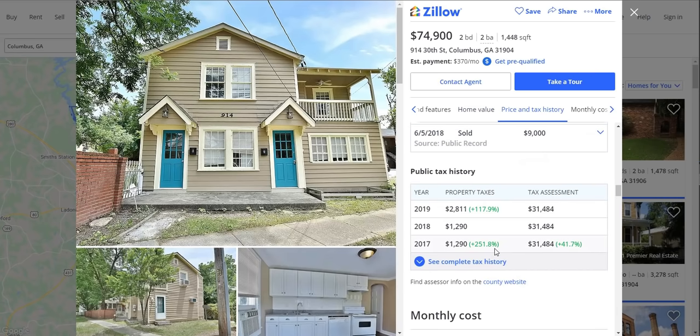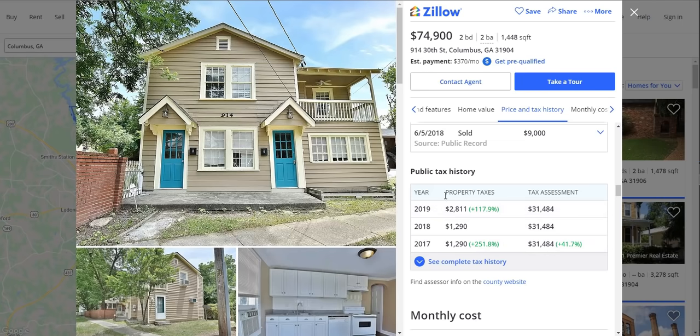Let's look at the tax history. There's also an inconsistency here on the Zillow report. Now in 2017 and 2018, it lists the property taxes as being $1,290 per year, but then in 2019, the tax value doubled, or what they're listing as the tax for that year went up 117%, which has to be a mistake. The tax assessment, as you can see, did not change during that time.